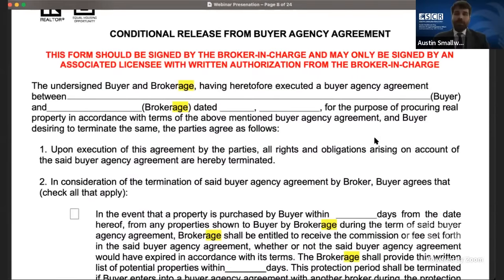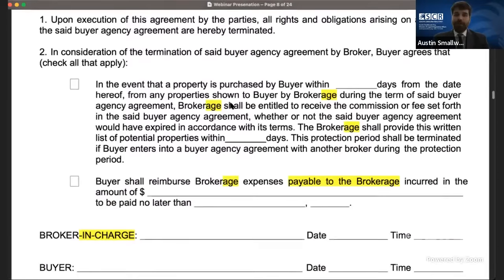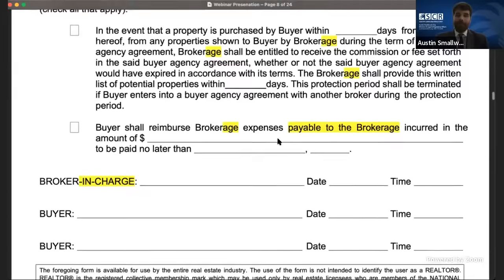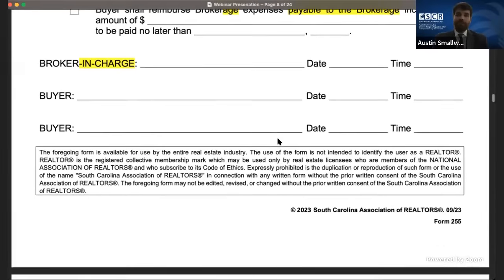Companion changes were made on the conditional release from buyer agency agreement. Again, the same disclaimer at the top that this should be signed by the broker in charge, only can be signed by the associated licensee with written authorization from the broker in charge. Change the definition, or change broker to brokerage throughout. Again, the expenses are payable to the brokerage. And again, it's signed by the broker in charge, not by the associated licensee. So those are the changes to 250 and 255.